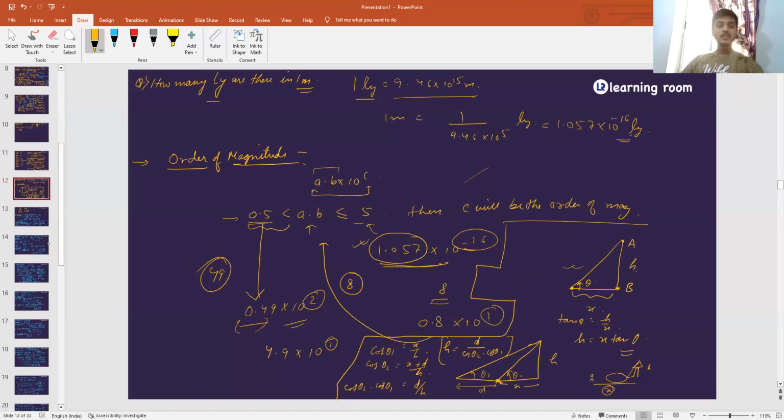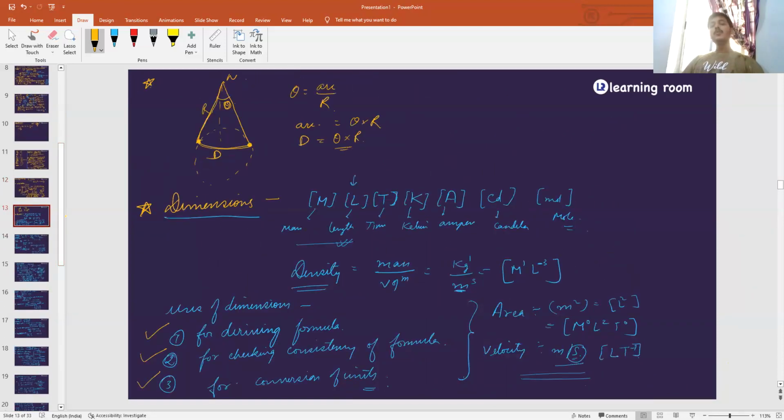Order of magnitude and then dimensions. So what happened? We tend to write the units of fundamental quantities as the dimensions. For example, there are 7 fundamental quantities, so 7 dimensional quantities are there. Mass is dimensionally written as M, length as L, time as T, Kelvin, ampere, candela, and mole. So these are dimensional units.